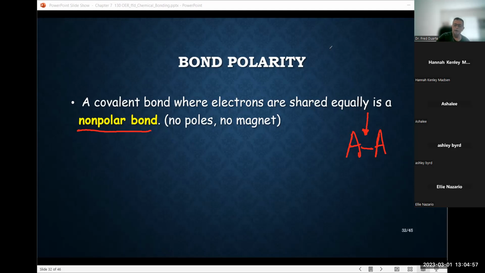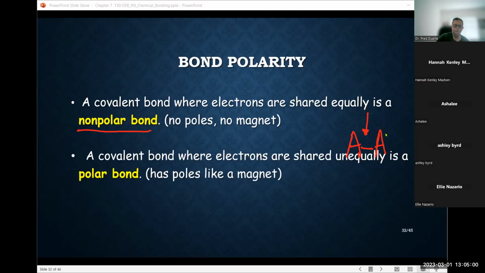Now, with respect to unequal sharing, you have a polar covalent bond. And I use the general formula of A bonded to B. What's happening at that bond between A and B is one of them is drawing the electron density, the electrons, more onto itself than the other. And that is defined by electronegativity.